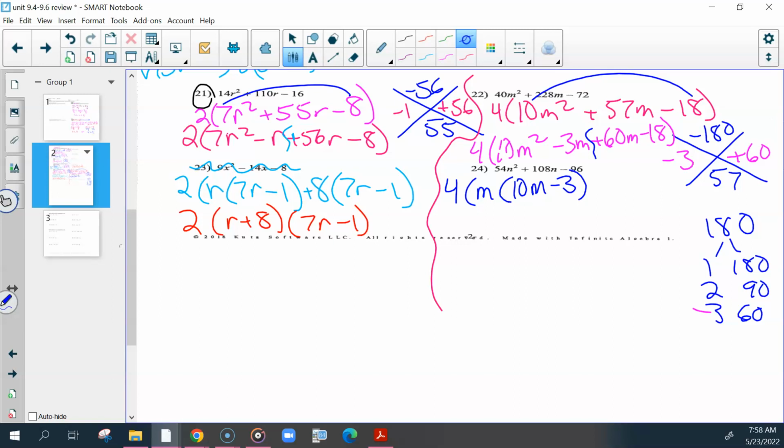Then we have to find what 60 and 18 have in common. Six would be our answer. 2 would work, 3 would also work, but 6 would be the highest. If we divided 6 out of both of these, what would be left? 10m and negative 3.